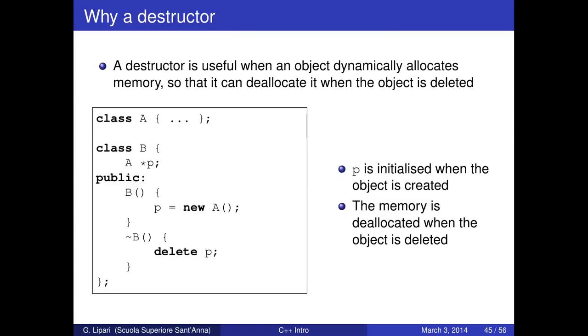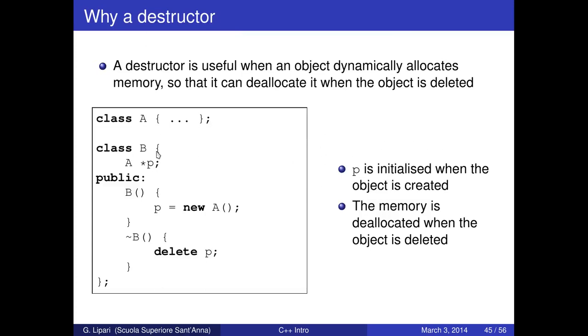Why we need a destructor? Until now, the destructor has done nothing but print something on the screen. Well, a destructor is useful when an object internally dynamically allocates memory. In this way, when I delete the object, I also delete the dynamically created object.